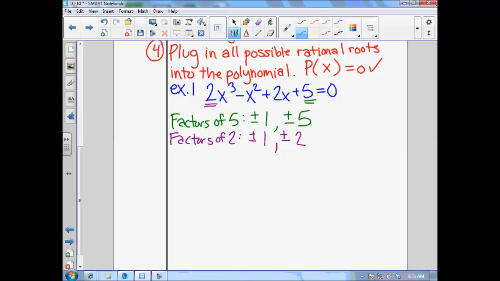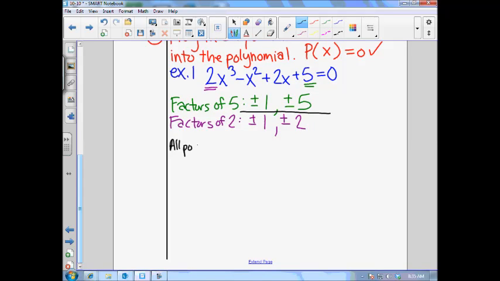Step 3 says we're going to now write all rational possibilities for roots by making it a fraction where the factors of 5 are in the numerator and the factors of 2 are in the denominator. So let's list all possible roots. Okay, so we have 2 possible denominators. I'm going to start with a 1 first. What is 1 divided by 1? 1. Okay? What is negative 1 divided by negative 1? 1. What if one of them was positive and one of them was negative? Then we get negative 1. So we have 2 possible roots here, plus and minus 1.